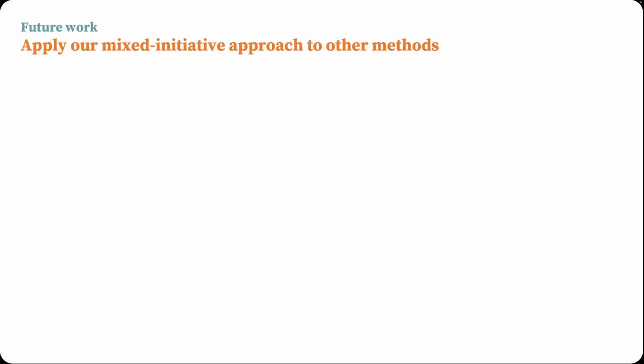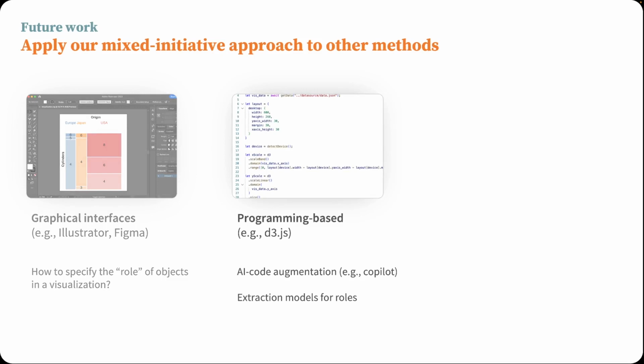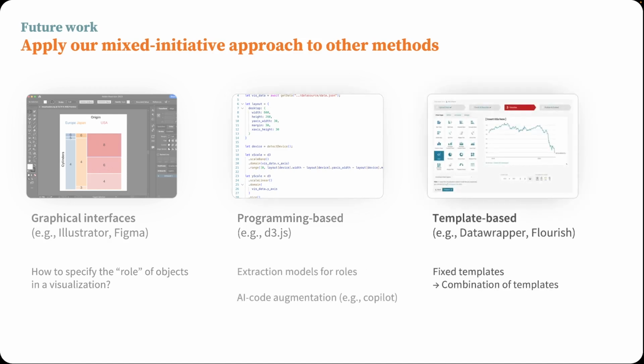Future work can apply our mixed initiative approach to other visualization design methods. For example, graphical interfaces like Illustrator and Figma can provide methods that users can specify visualization roles so that the recommender can better understand their intent. Programming-based approaches such as using D3 can employ AI-based code suggestion tools like Copilot for responsive designs. Lastly, template-based tools can offer more flexibility in combining different templates for device types with some automation.